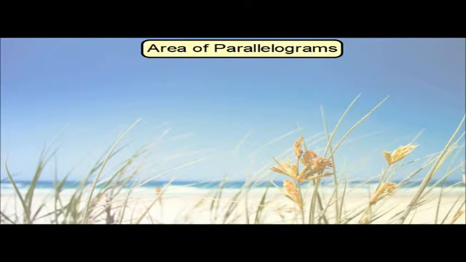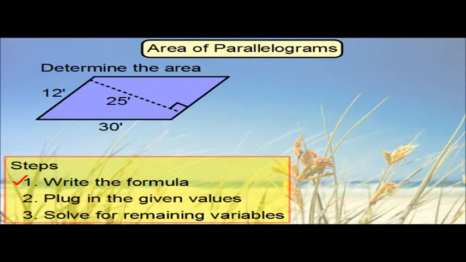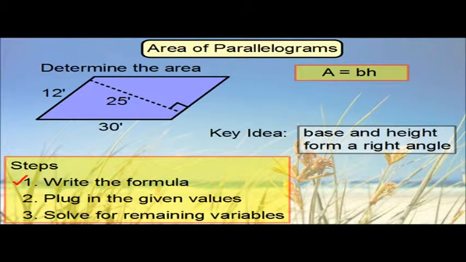How about another example? Let's say we were to determine the area of this figure. As before, we want to write our formula first. Now let's plug in our given values. Recall that it is the right angle we want to focus on. That tells us where our base and our height are. So if our right angle is here, that means this length and this length are the base and the height.